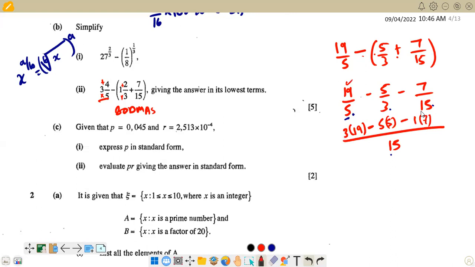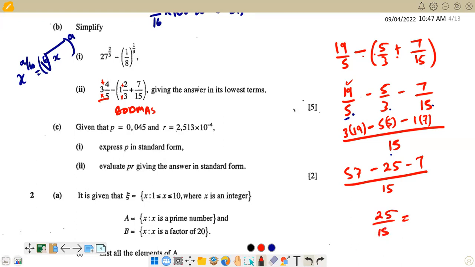So let us multiply together, guys. 3 and 19 from your calculator. That is what you're doing, which is going to give us 57, something like 57 here. Minus 5 times 5, which is 25, minus 7, everything over 15. Okay, so we can subtract everything on top. That is 57 minus 25 minus 7. Everything is going to give us 25. Okay, so we're going to obtain 25 over 15.